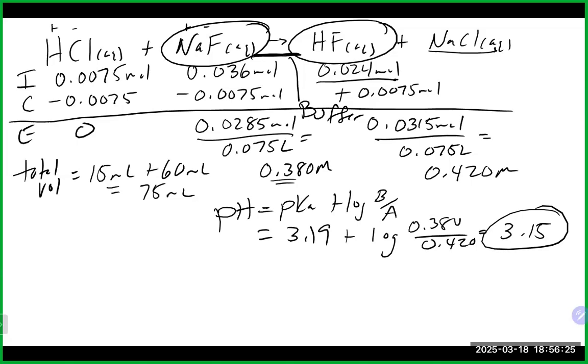Any questions on any part of that there? So again, buffers, you have a variety of ways to solve it, ice table or Henderson-Hasselbalch. One final note on the Henderson-Hasselbalch: as I mentioned last time, it should only be used in buffer situations. So do not use that equation in other situations or you will get it wrong. Any questions?